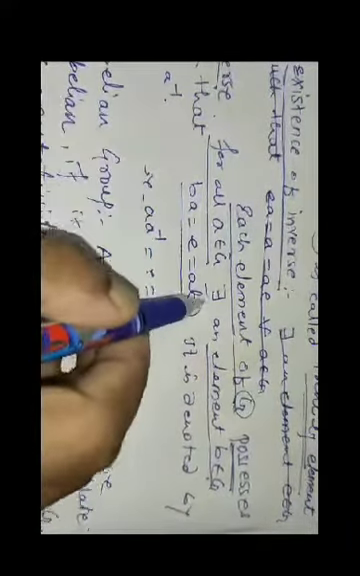So each element of the G possesses an inverse. For all A belongs to G, there exists an element B belongs to G, such that B into A is equal to E is equal to AB. It is denoted by B is equal to A inverse.